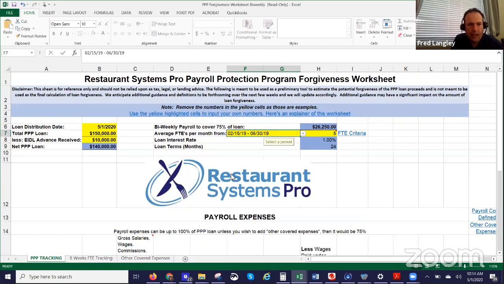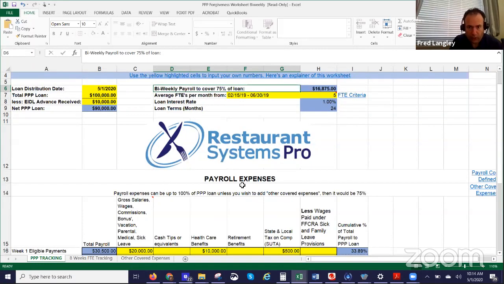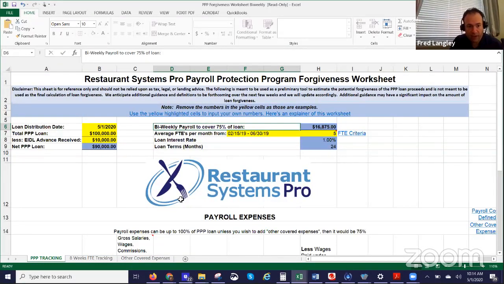Okay, so now when we get there, it's going to calculate. I just put in a random number. Let's say your PPP was $100,000 and you got the EIDL. I put that number in there. I did 10,000, so I'm like 0. Okay, 100,000. This would tell me, if I'm on a biweekly payroll, what I'm expecting my payroll to be to reach that 75% threshold. When you plug all this in, it's going to give you the number for what 75% of your 95,000 is, based on hitting your payrolls in here. Okay, so if we go in here, 16,875, it may look like this.